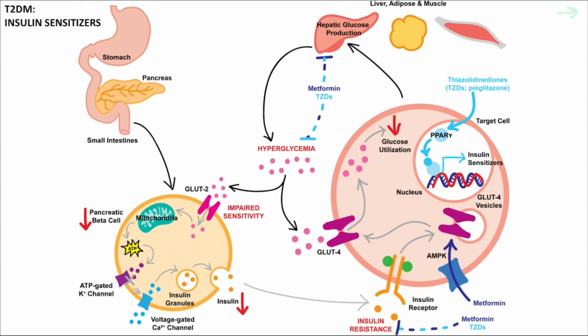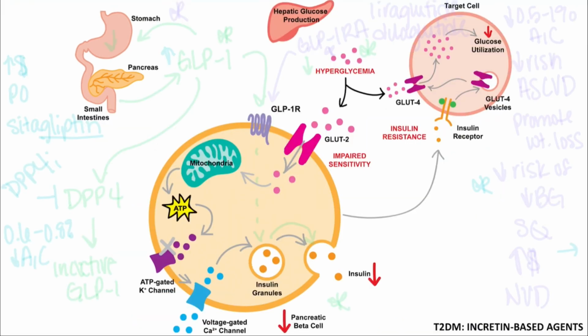So now we can switch gears to incretin-based agents. So incretins are a group of metabolic hormones that stimulate a decrease in blood glucose levels. Incretins are released after eating and augment the secretion of insulin from pancreatic beta cells in a glucose-dependent manner. So some refer to incretins as insulin helpers, and the main one we will be discussing is GLP-1 or glucagon-like peptide 1, which is produced by the L cells in the ileum shortly after a meal.